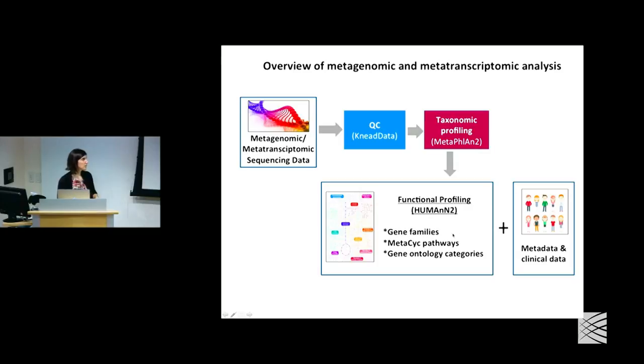But HUMAnN2 allows you to look at gene families that are present, MetaCyc pathways that are present, as well as GO categories. So you can start to look at the functions of the genes that are present in each sample. And then you can couple that with the metadata and clinical data that we have.